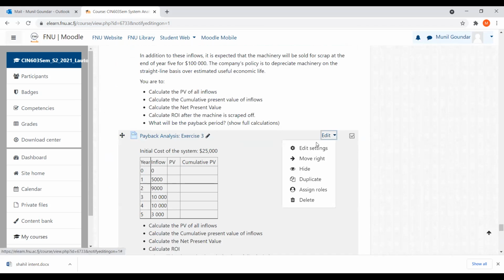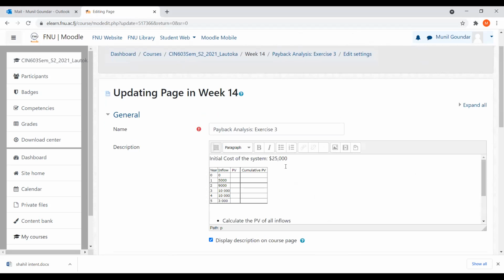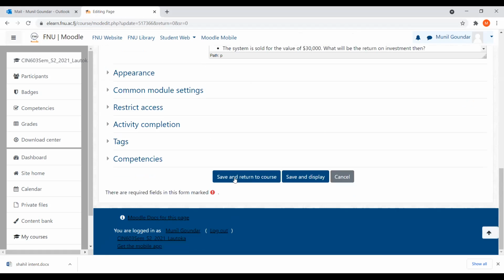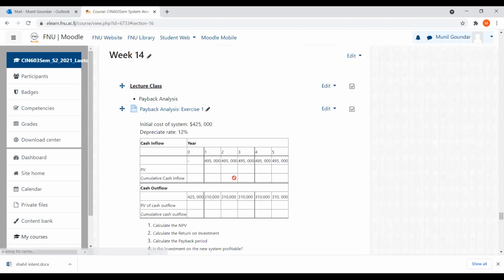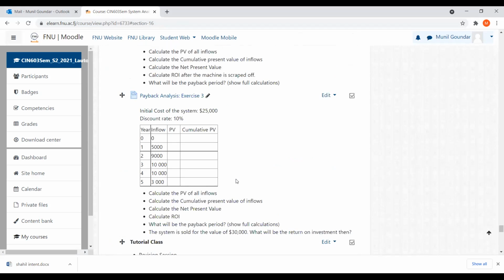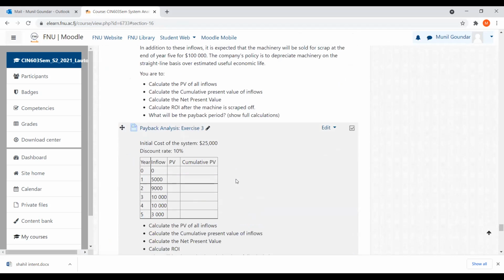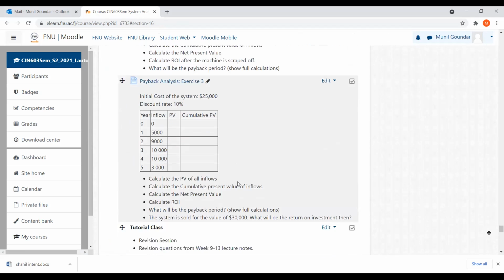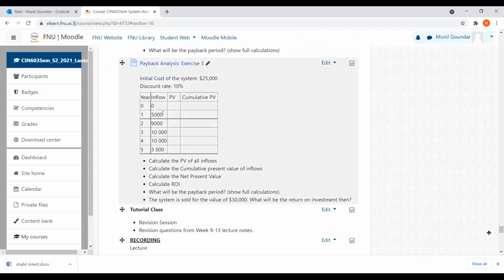Let me implement this in here so I can put in that the discount rate here is 10%. Okay, now this is what we'll do. We have gone over these exercises in the lecture class. You have gone over the payback analysis without discount and with discount rates. Now let's quickly put this up on a spreadsheet, and from there onwards, we can work on this, okay?